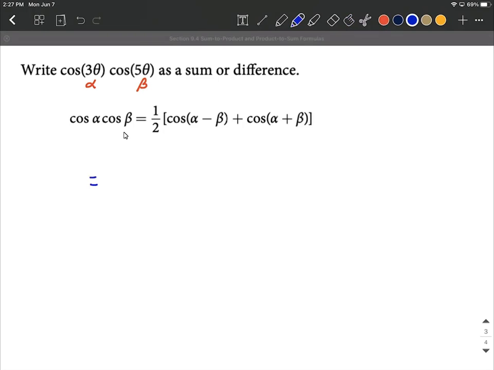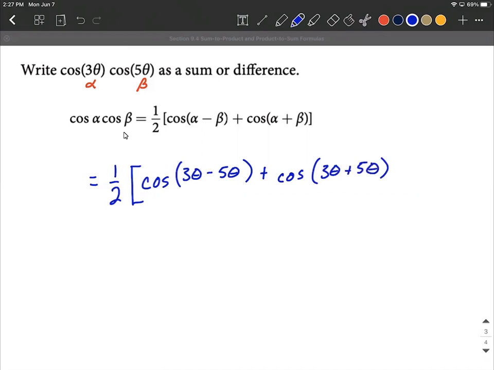So we can rewrite our original as 1/2 multiplied by a big set of brackets, cosine of alpha, which we said was 3 theta, minus beta, which is 5 theta, plus the cosine of, again, alpha is 3 theta, plus beta, which is 5 theta. So hopefully it's pretty straightforward how we plugged in for alpha and beta throughout. From here, let's go ahead and do some reducing down. So we can bring the 1/2 along.